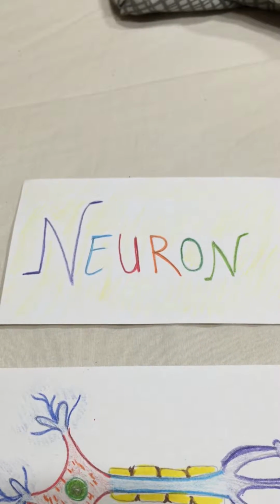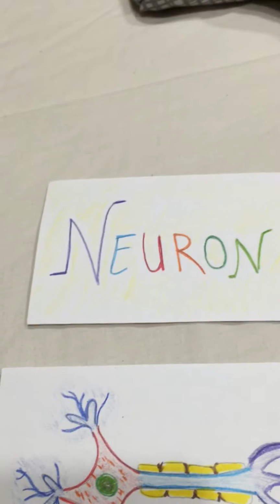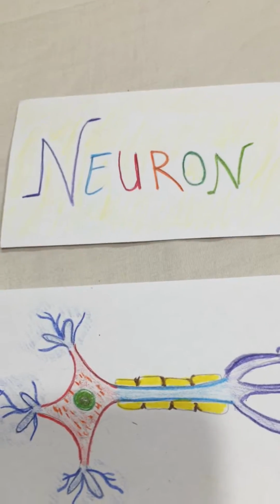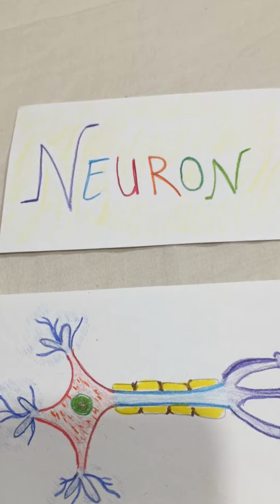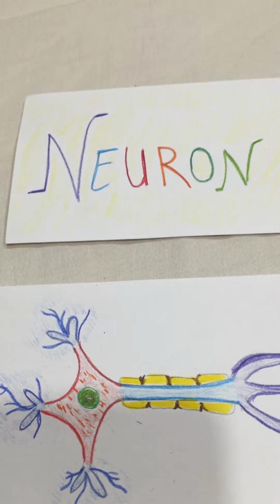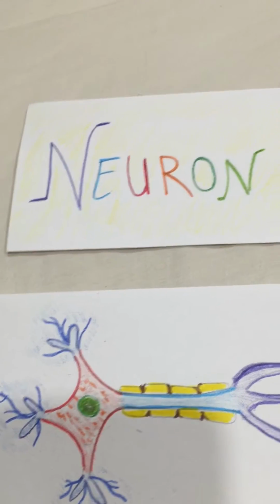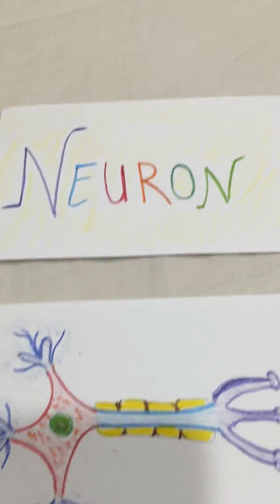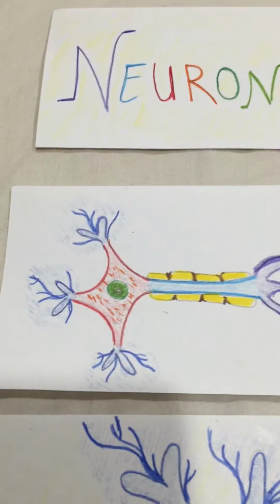Okay, so for my presentation today, I will be talking about specifically a neuron. Neurons are the basic building blocks of the nervous system. Neurons are specialized to transmit information throughout the body. There are three different types of neurons.